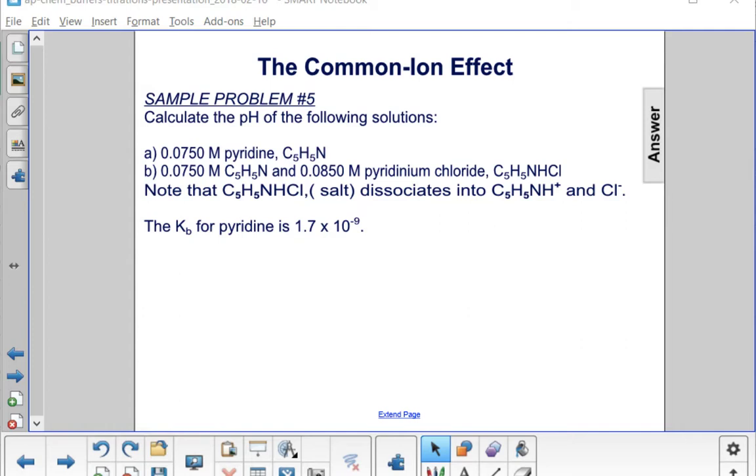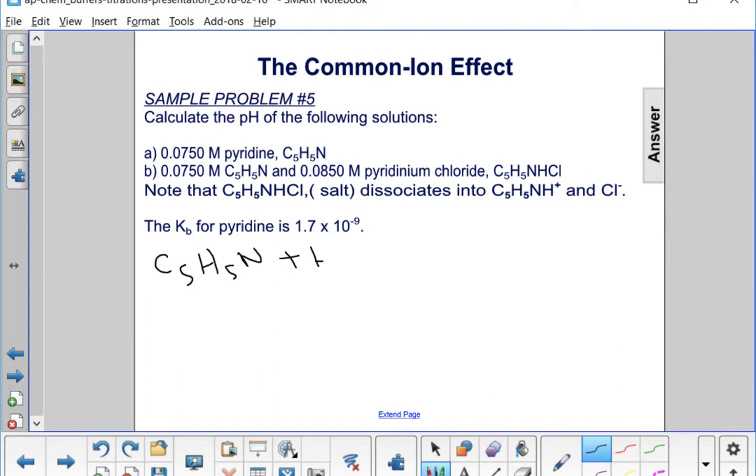Sample problem 5. Calculate the pH of the following solutions. Let's start with 0.075 molar pyridine, C5H5N. We have a Kb for that. Let's write a base reaction: C5H5N plus water, and we get HC5H5N plus and OH minus.